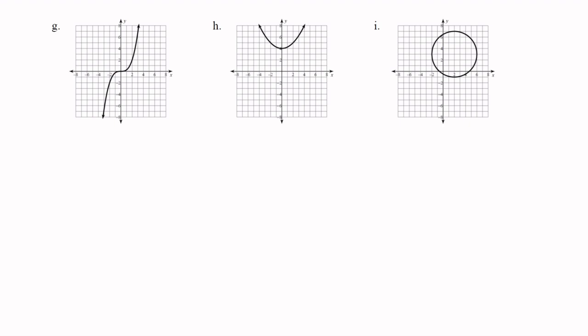G is not a parabola, so it's not quadratic. H is a parabola, so it's quadratic. And I, well, first of all, fails the vertical line test, but it's just a circle, so it is not quadratic.